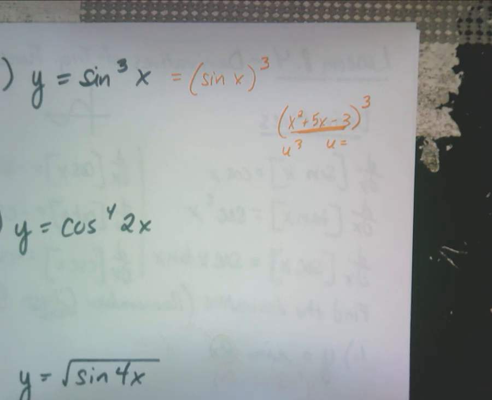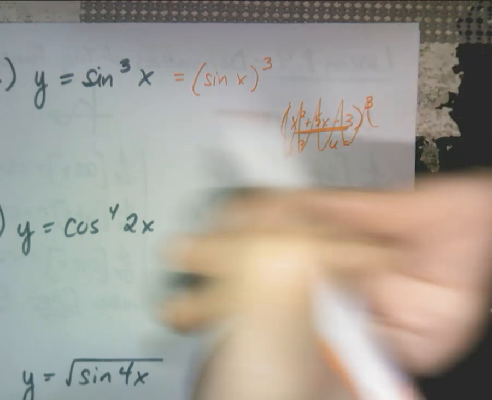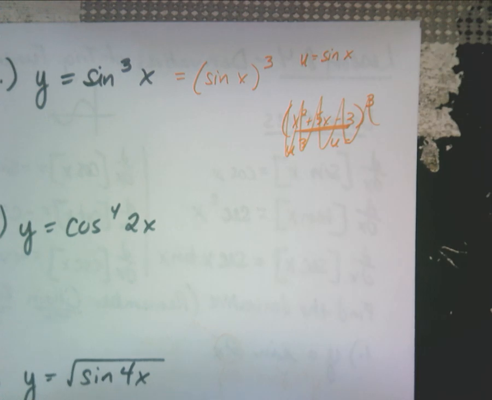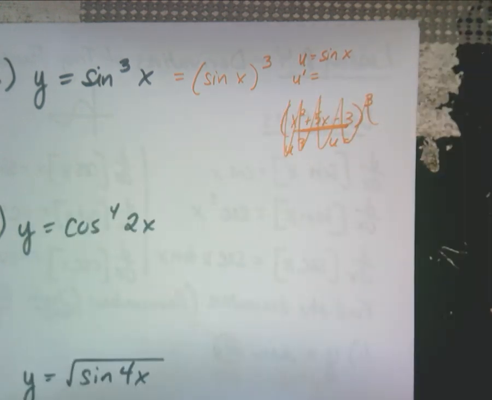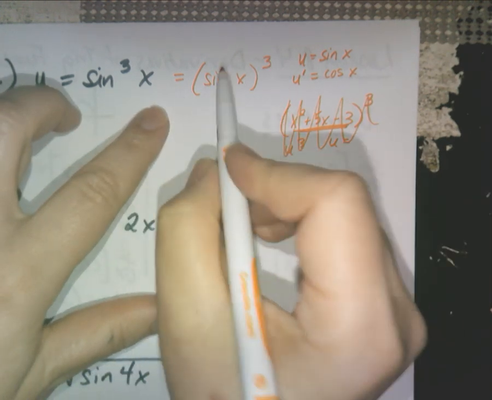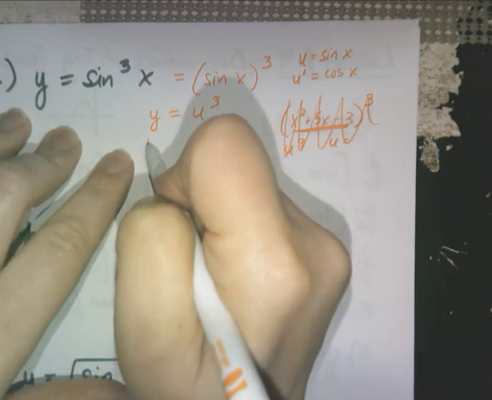Are you with me? Okay, so scratch this out. So my u is sine x. That's what's inside. Anytime I have a parenthesis and a power, I call whatever's in the parenthesis u. Then I take the derivative of it. What is the derivative of that? Cosine x. And then I rewrite this as u cubed. Y equals u cubed.